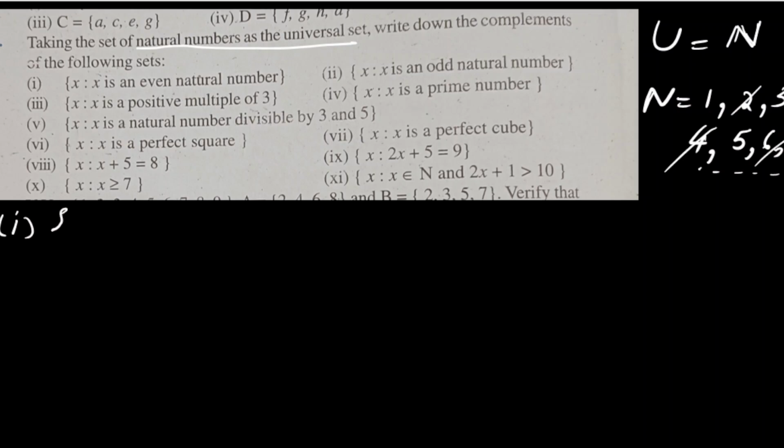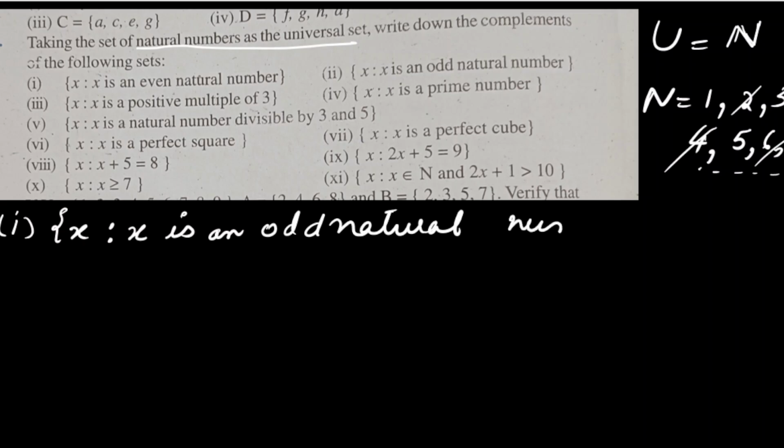Odd numbers. So that means X, its complement will be what? X such that X is an odd natural number. Odd natural number. We can also write it as set A. Here I'll just write. So A we can write like this. I'll just write A. Second part, I'll just write it as set B.